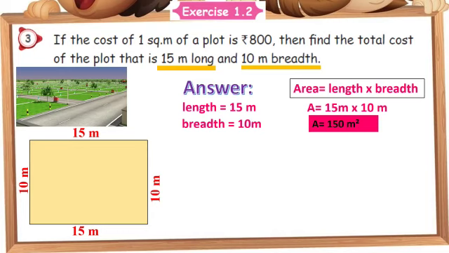Fine. But one more task is here, that is 1 square meter of a plot is rupees 800. 1 square meter they have given. That means like this. So this is 1 meter.